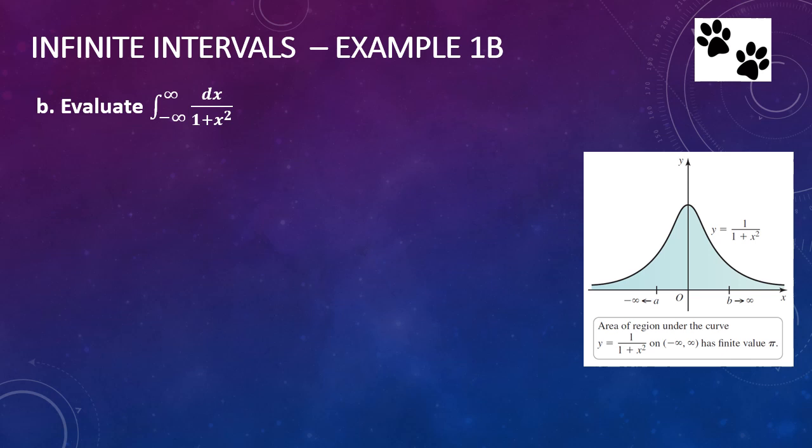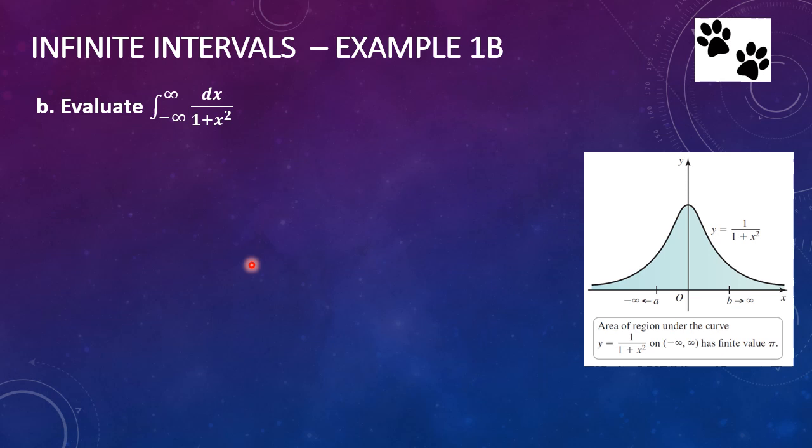So let's try a more complicated example, and I really want you to try this on your own, at least the setup, okay? Now, here we're evaluating example 1b, evaluating from negative infinity to infinity of dx over 1 plus x squared. This is a simple integral using your table of integral values. But remember that when we're evaluating from negative infinity to infinity, what we're actually going to evaluate is the sum of two integrals, and so we have to pick an arbitrary value in the middle.